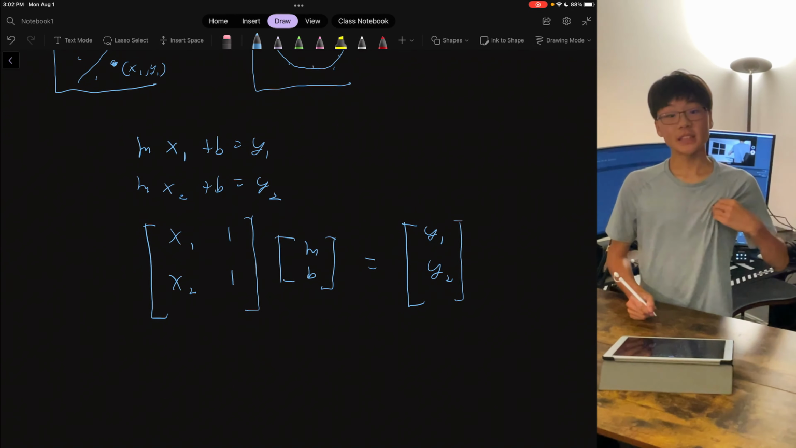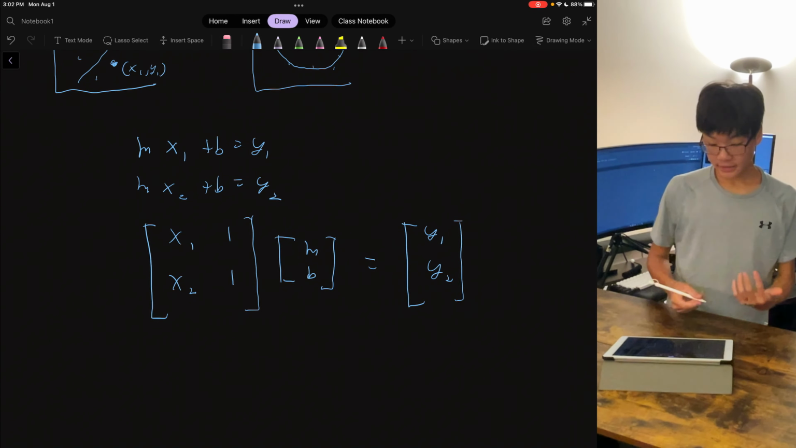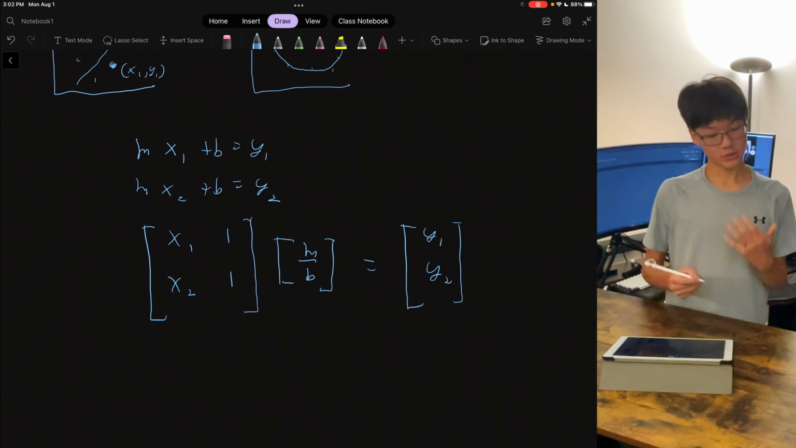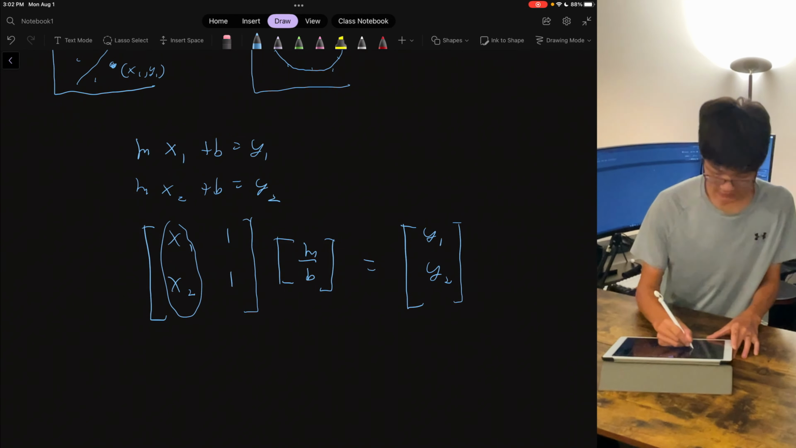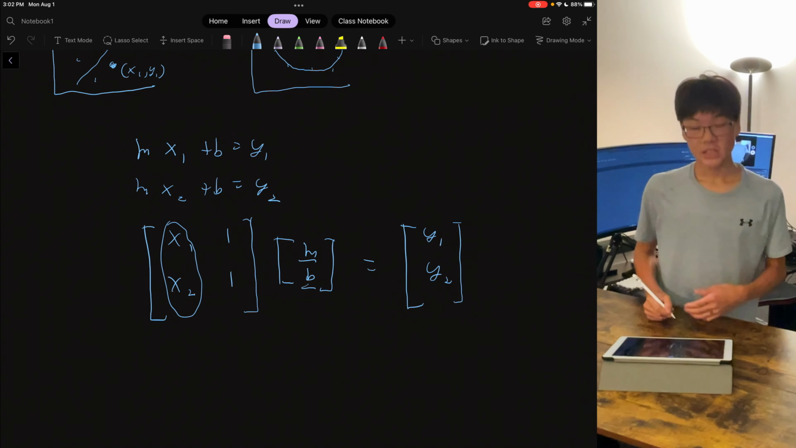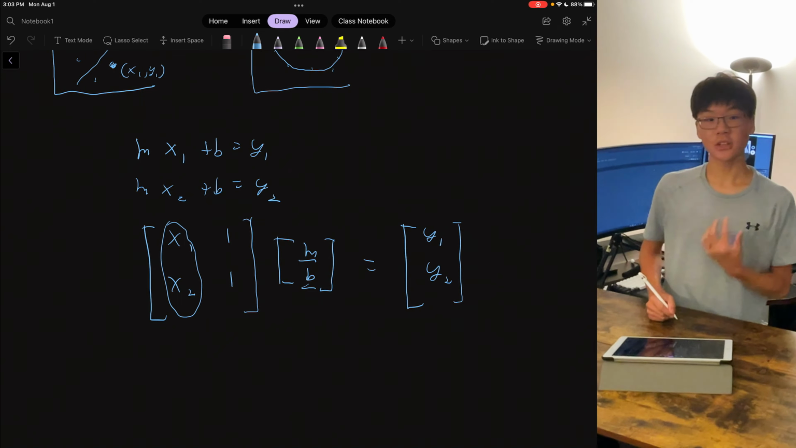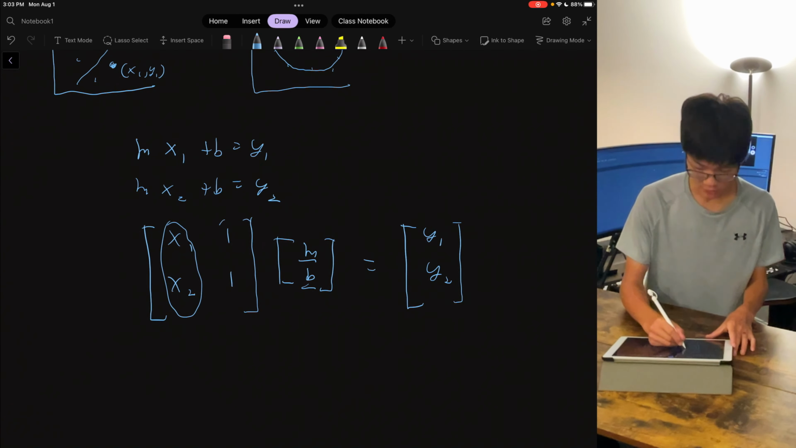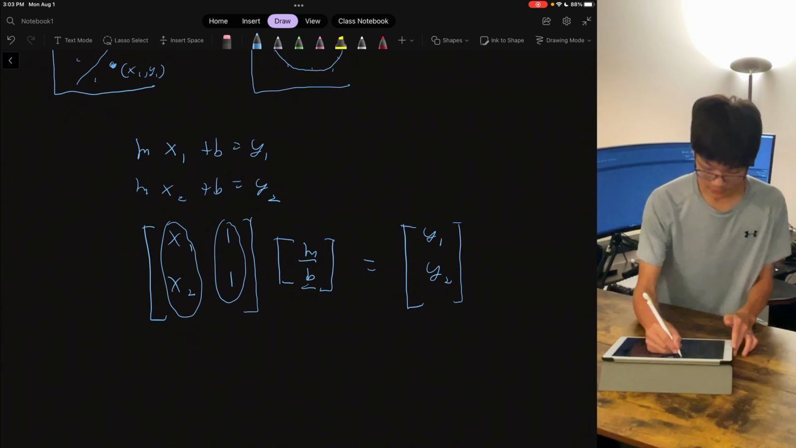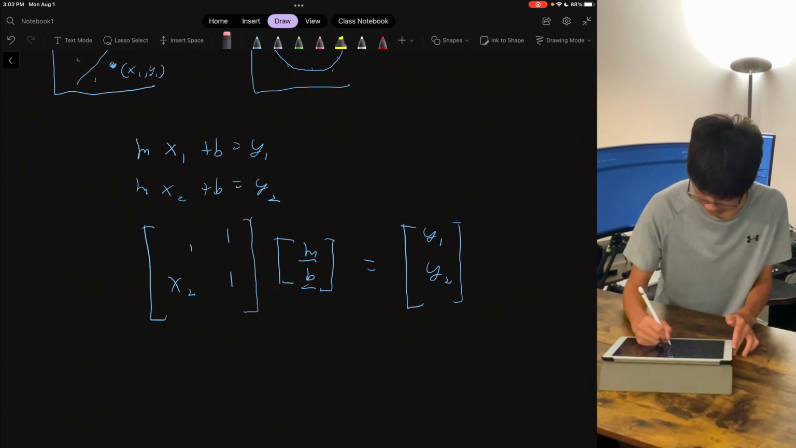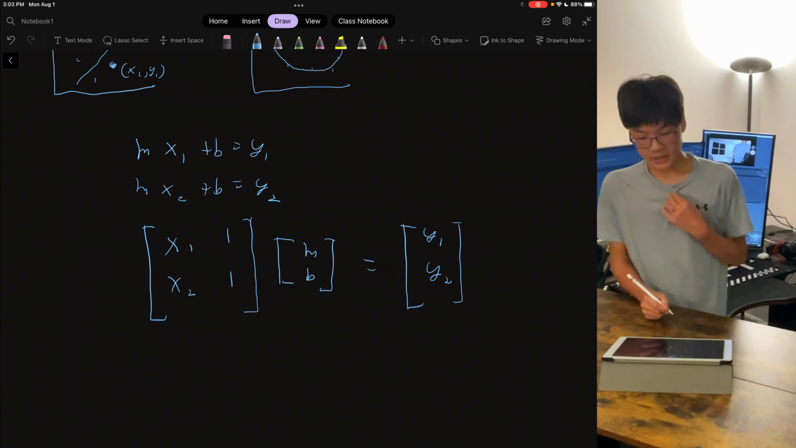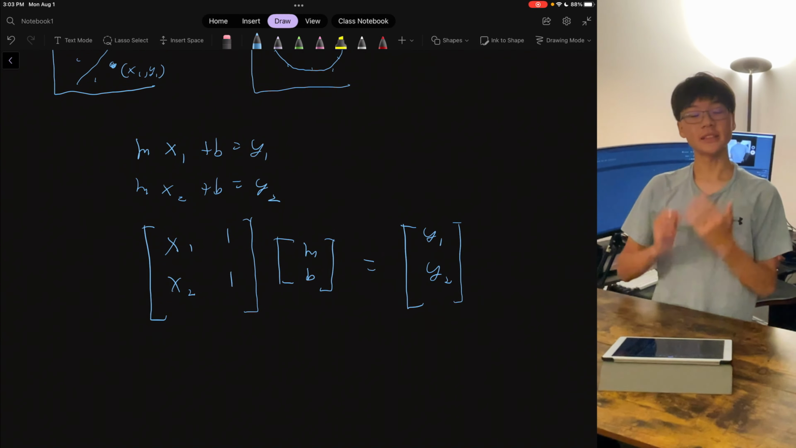Now you notice that the first row of our second matrix, so m, is going to be multiplied by the first column of our first matrix, so x1 and x2. And the second row of our second matrix, so b, is going to be multiplied by the second column of our first matrix, so these 1s. So this will give us our 2 equations. So let me erase these circles so we can see it better. Oop, I did not mean to erase that x1. There we go.